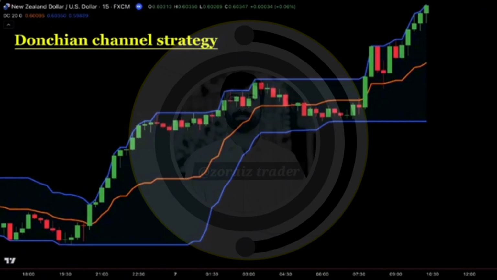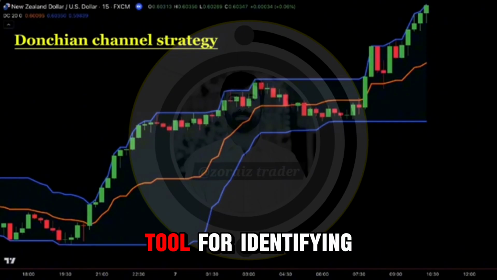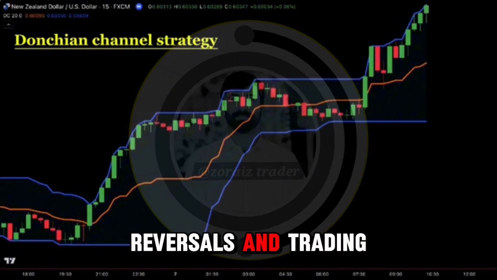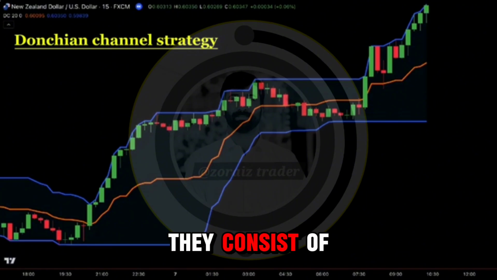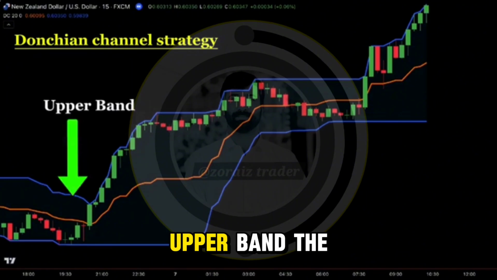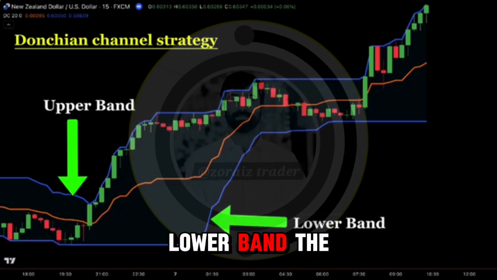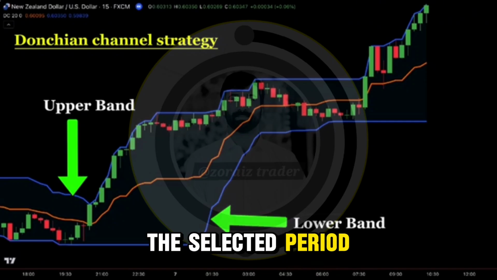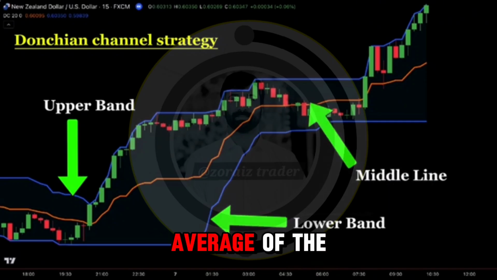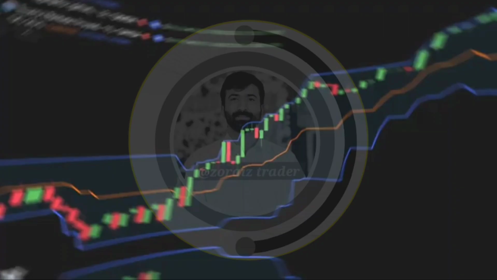Donchian channels. Donchian channels are a versatile tool for identifying trends, reversals, and trading opportunities. They consist of 3 bands. Upper band, the highest high of the selected period. Lower band, the lowest low of the selected period. Middle line, the average of the upper and lower bands.